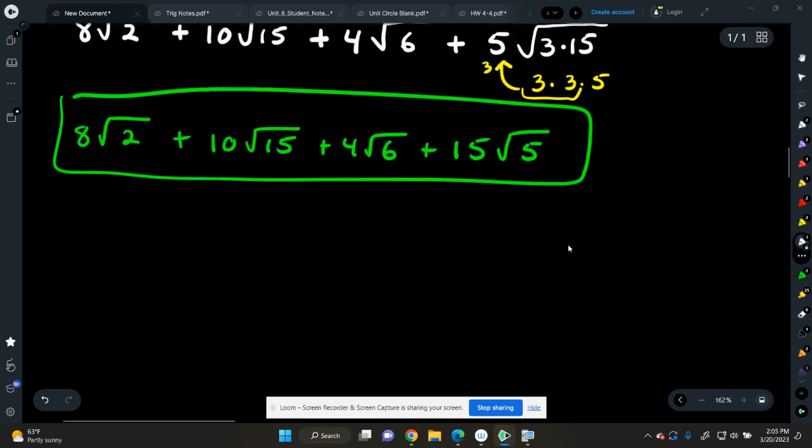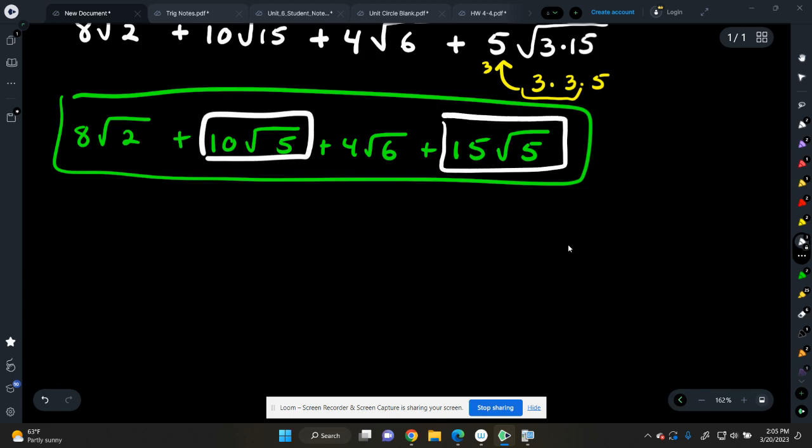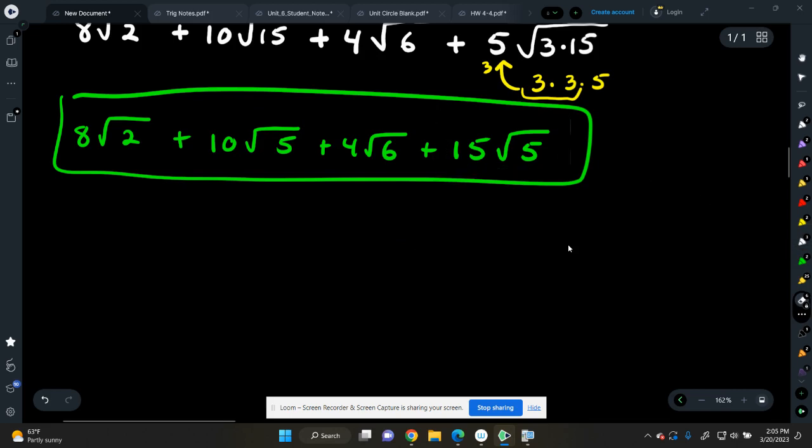I do want you to notice, though, okay, let's just pretend that instead of 10 square root of 15, that was 10 square root of 5. If it was, then we could combine these two. They are like terms because they have the same square root. So here I have 10 square root 5, and then I have 15 square root of 5. What would that equal? 25 square root 5. Okay? So when we're adding, they have to have the same thing inside the radical. And then when that happens, we just add them together.